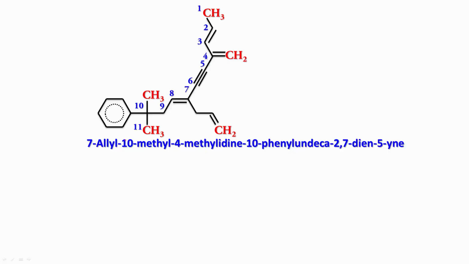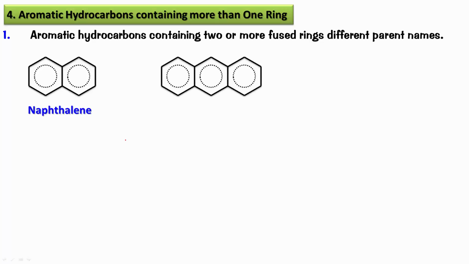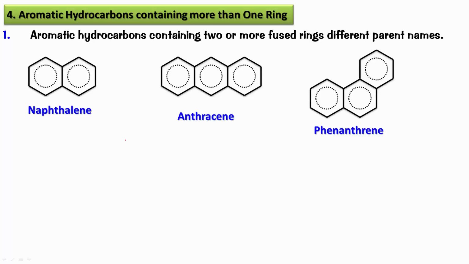And the last section, when you have more than one benzene ring attached, that means fused rings. So aromatic hydrocarbons containing more than one ring. Now their names are different. The parent names are different. Aromatic hydrocarbons containing 2 or more fused rings have different parent names. For example, this fellow, the parent name is naphthalene. This fellow, parent name is anthracene. Try this guy. Oh, the name has appeared first. Phenanthrene. This is called phenanthrene.